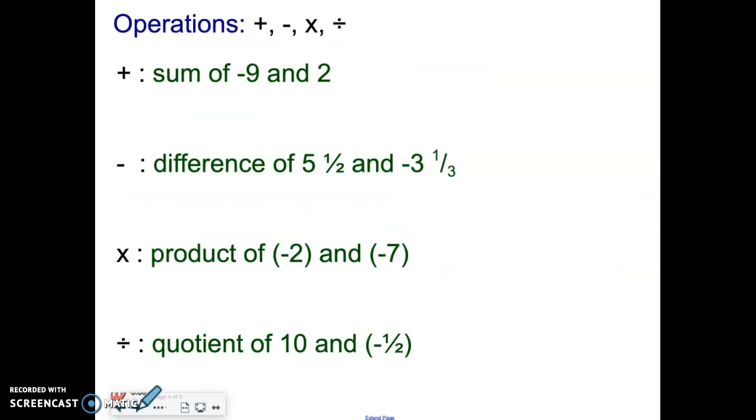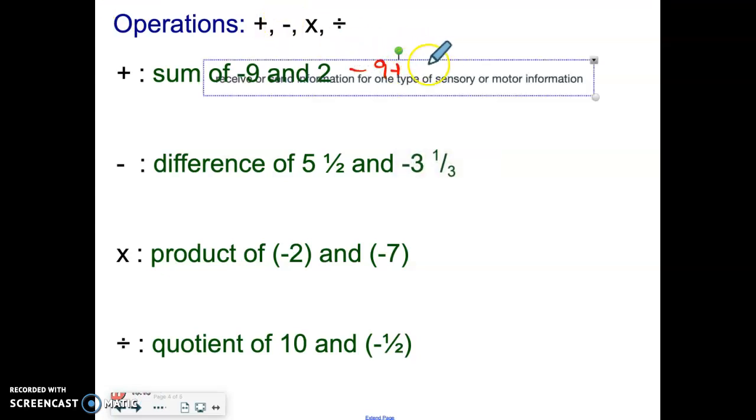We have our four basic operations: adding, subtracting, multiplying, and dividing. I want to take a look at these four things. Can you do what's asked of you here? What is the sum of negative 9 and 2? Well, sum indicates adding, so I'm just going to add these together.